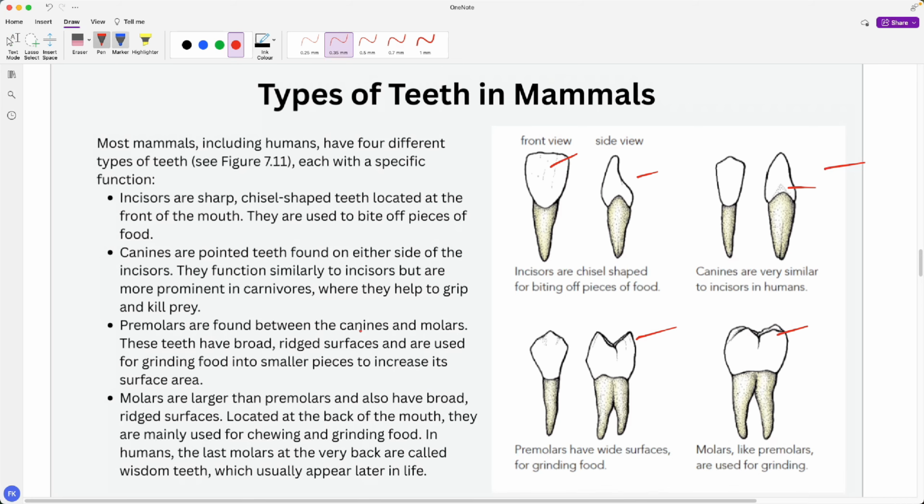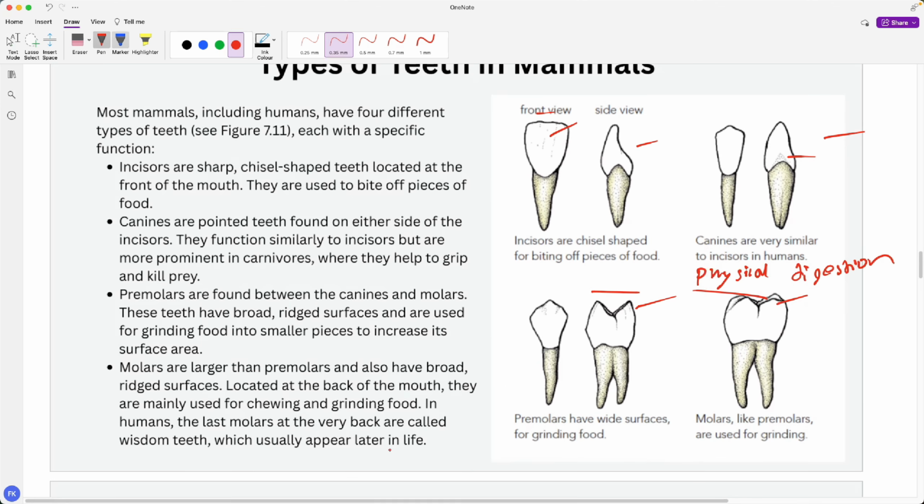So the premolars are found between the canines and the molars. These teeth are broader, as you can see, than these teeth, right? They have a broad, ridged surface and are used for grinding food into smaller pieces. So the premolars and molars are actually used for physical digestion. Sorry for my handwriting too. Molars are larger than premolars, okay? Molars are much larger than premolars and have a broad, ridged surface, located at the back of your mouth. They are mainly used for chewing and grinding food.